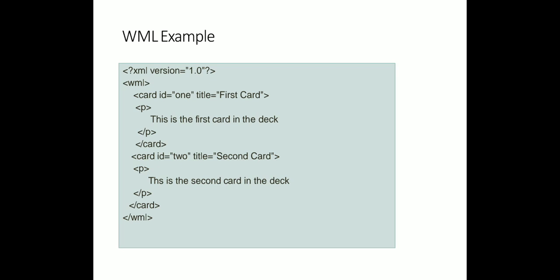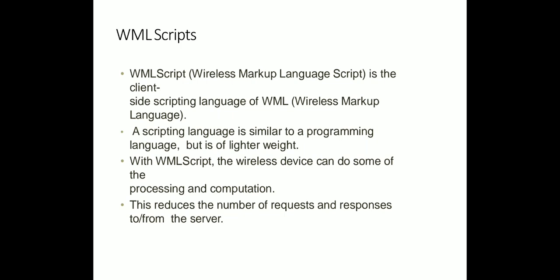closed. Then the second card is used with the ID 2 and title second card. Again, in the paragraph section, this is the second card in deck. Paragraph close, second card close, and the WML tag is also closed. So this is the simplest example of a WML script. What it will display: with ID 1 and title first card, it will display this is the first card in deck, and the second, this is the second card in deck. So this is the simplest example.